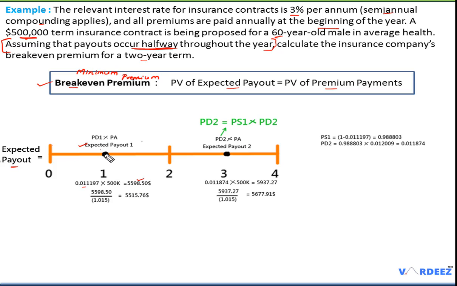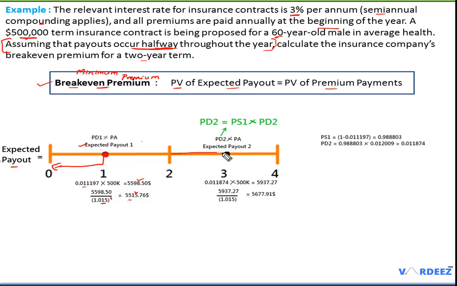Now this is the expected payout at this point, and as I said, to calculate the break-even premium we need the present value of the expected payout. So we just take the present value at day 0. So we're taking the present value of this payment divided by 1.015. Now this discount rate is this 3% right here, but we are taking it as semi-annual. All right, so we need to discount this for 1 period, and we get this as the final present value.